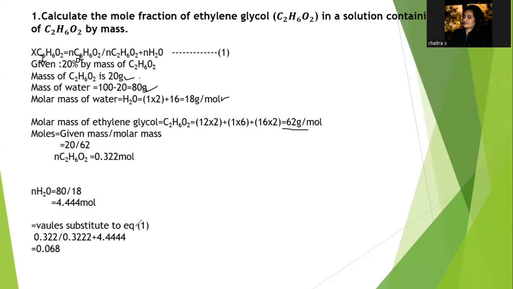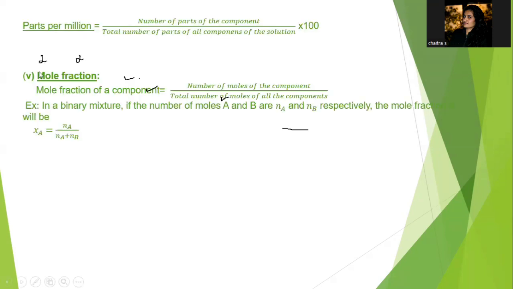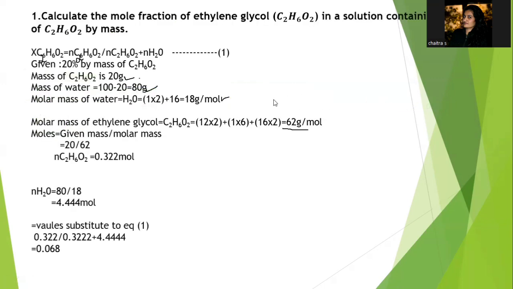Substitute the values in equation number 1. The formula is the number of moles of the component divided by the total number of moles of all the components. So the number of moles of the component is 0.322, and the total number of moles is 0.322 plus 4.44. So the final answer is 0.068. 0.068 is the mole fraction of the ethylene glycol.